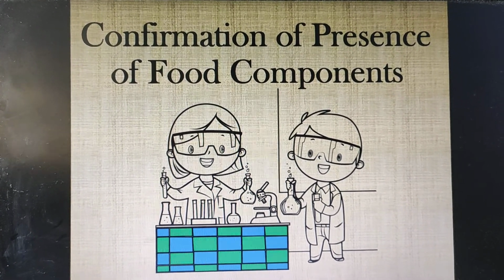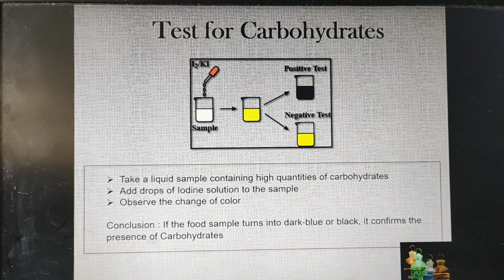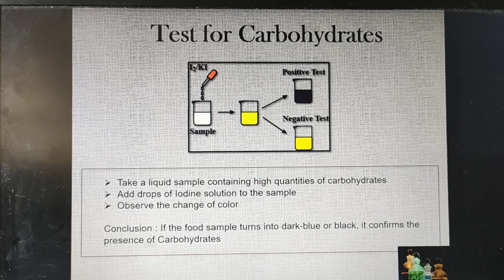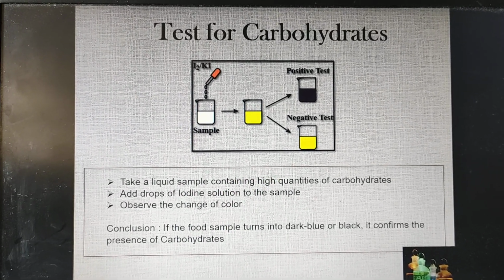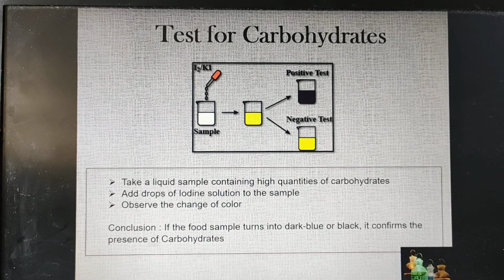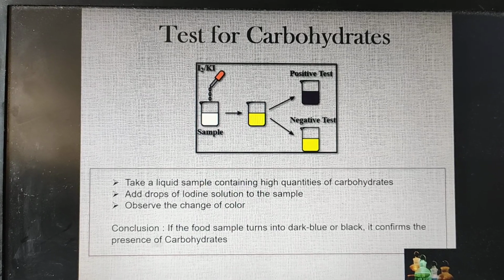So, let's move to the next topic to understand how to test for carbohydrates. This is a very easy process which you will be doing in school labs shortly. All we need to do is take a liquid sample. This can be potato or something which contains a very high quantity of carbohydrates. It can be a rice sample as well.